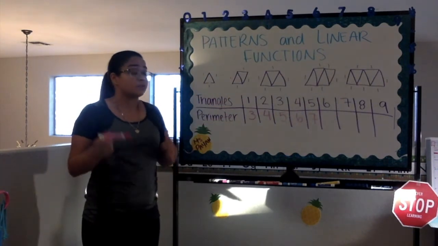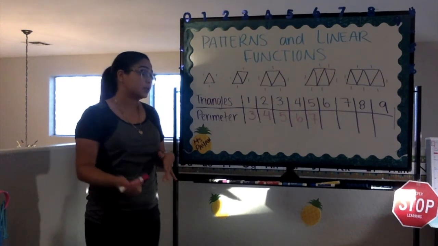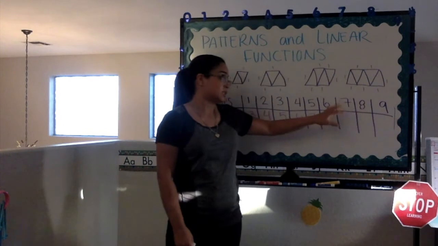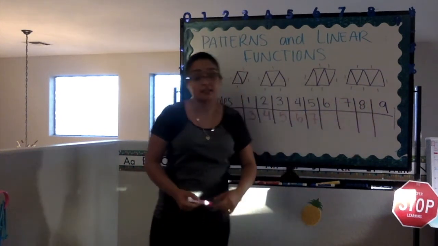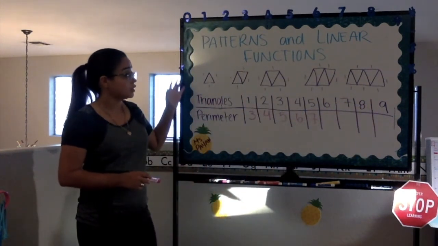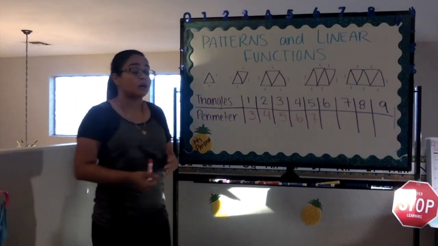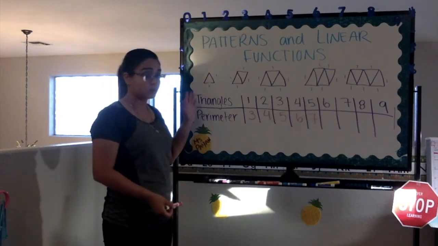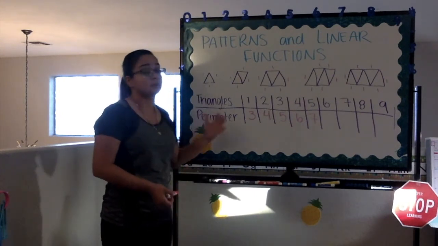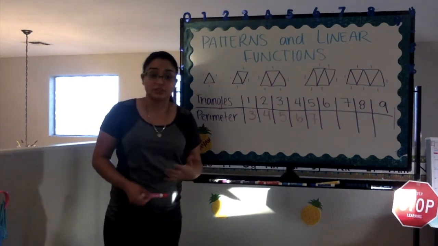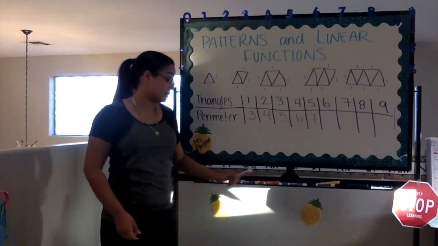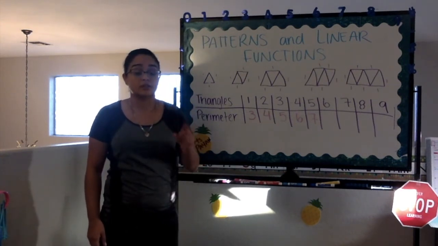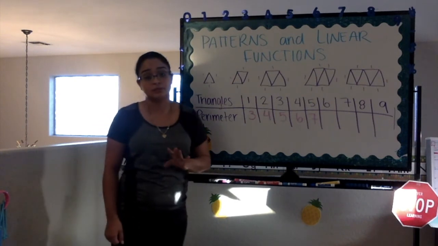So now, for your assignment, I want you to identify the perimeter for the following numbers, which is 6, 7, 8, and 9 triangles. Remember, our independent variable are our triangles, and our dependent variable is our perimeter. If you have any questions on any of the assignments that I have for today, they are 3 different problems, one for each of the different concepts that we reviewed today.